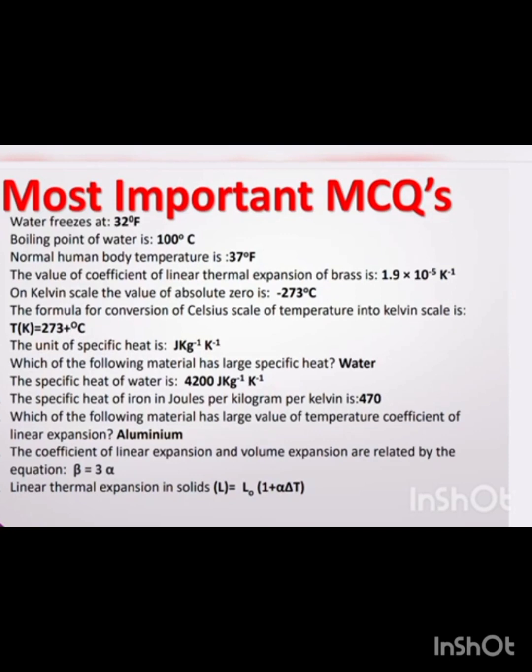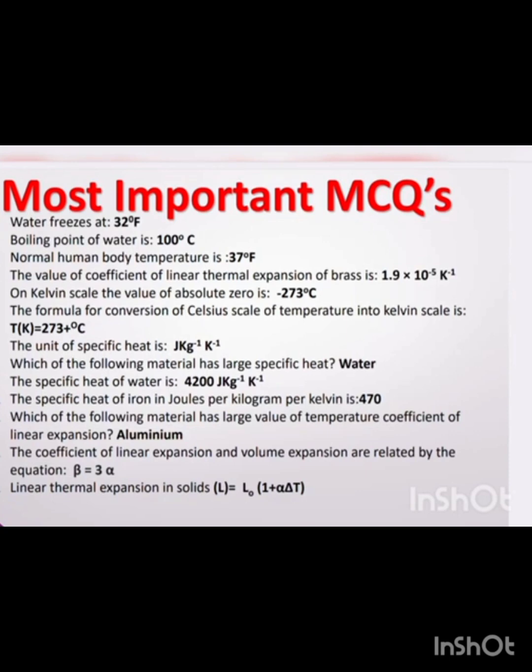The formula for conversion of the Celsius scale of temperature into the Kelvin scale is T_K is equal to 273 plus degree Celsius. The unit of specific heat is joule per kg per Kelvin. Which of the following materials has large specific heat? Water. The specific heat of water is 4200 joule per kg per Kelvin. The specific heat of iron in joule per kg per Kelvin is 470.